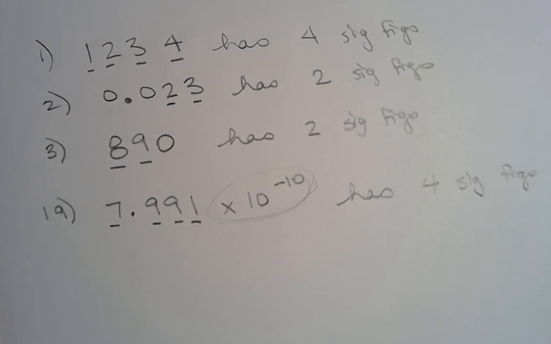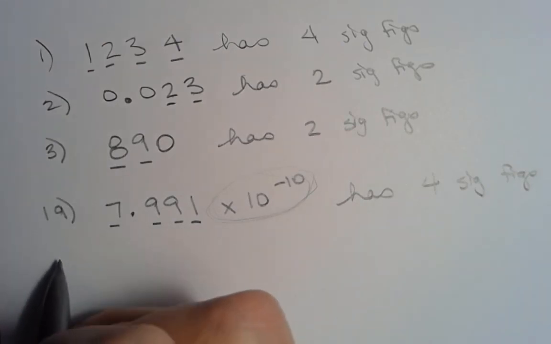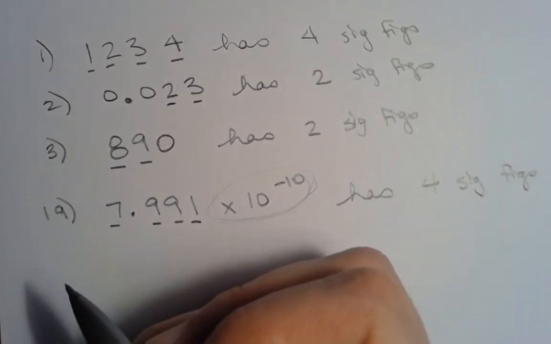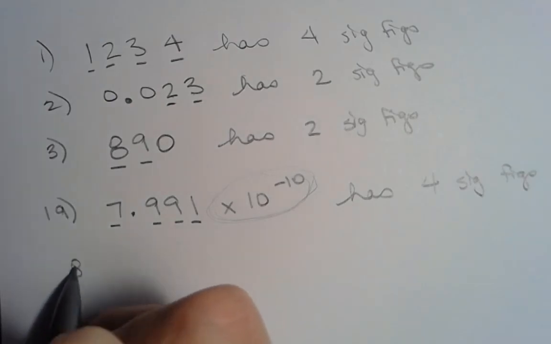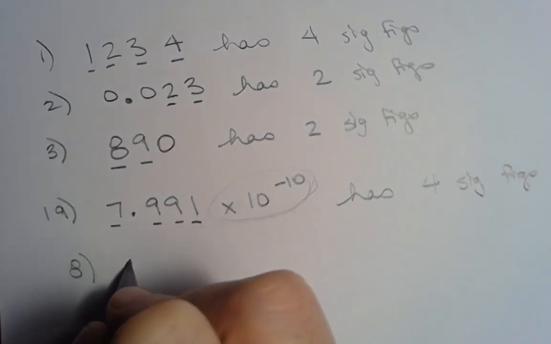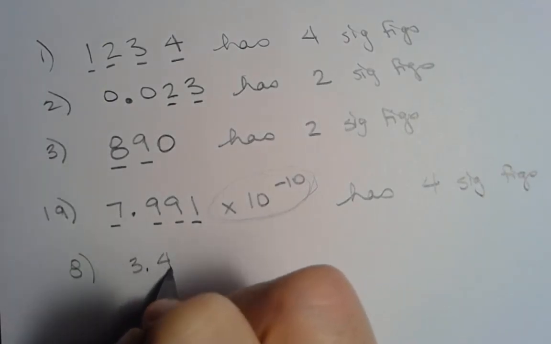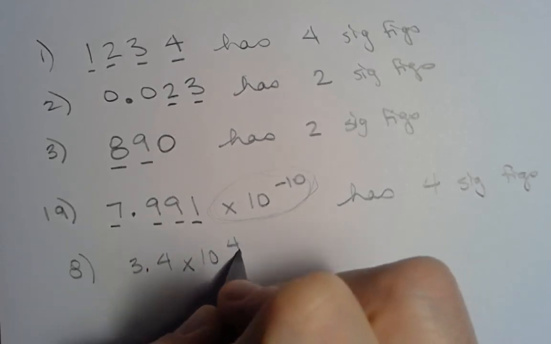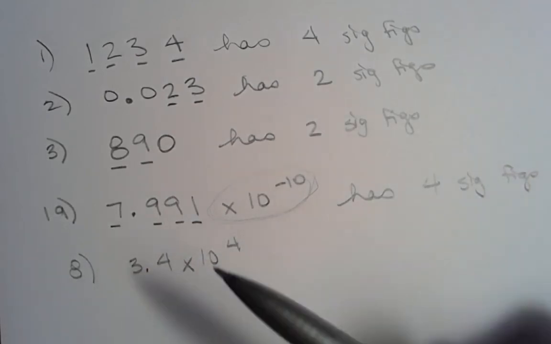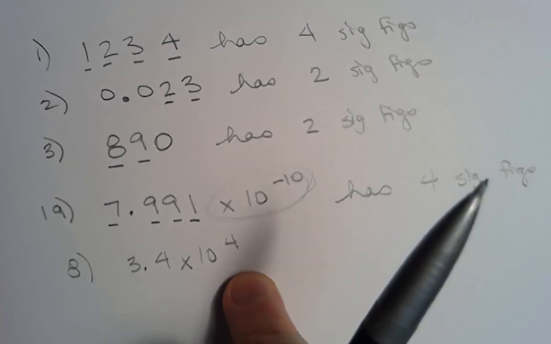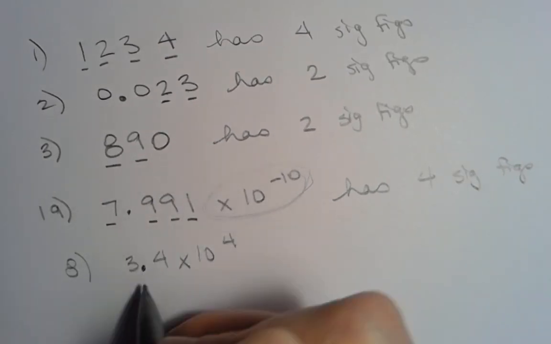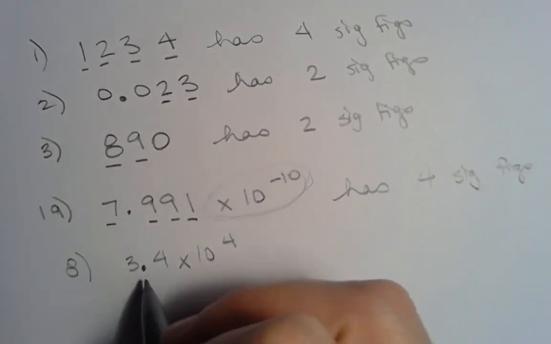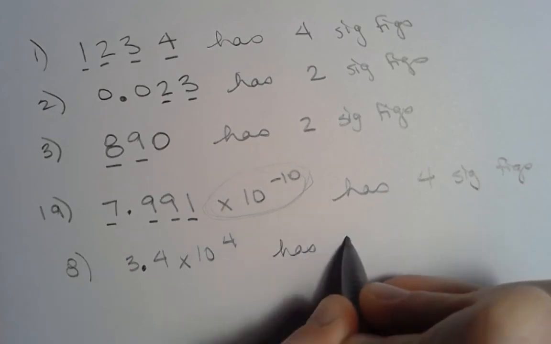Okay, you're going to try the other 16. In the other video I gave you this one, so I'll give you this one also. Number 8, just as another, this is scientific notation. That times 10 to the 4 tells you this is big. 3.4 tells you there are 2 place values you can confidently measure. This has 2 sig figs.